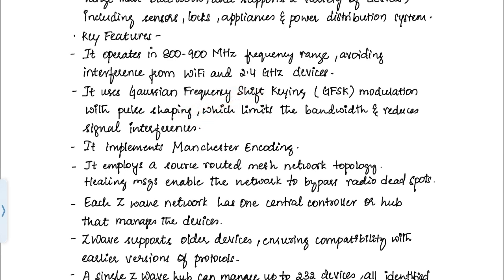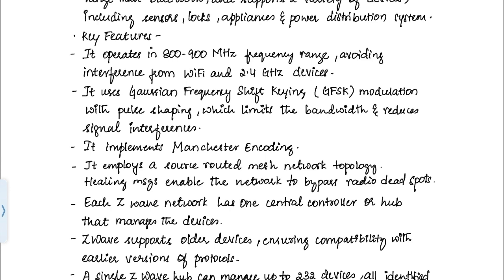Then we have encoding. It implements Manchester encoding, which is a method where data bits are represented with a transition in the signal. This is done to ensure that accurate timing and synchronization happen while the data is being transferred. Speaking of the topology, we can say that it employs a source routed mesh network topology. And mesh topology healing messages enable the network to bypass radio dead spots.